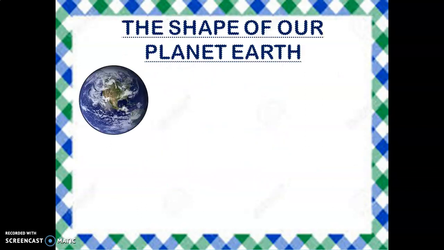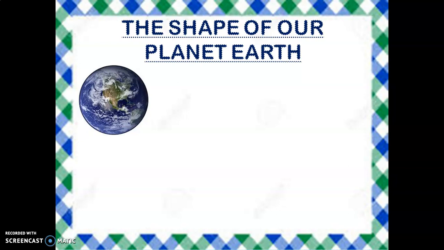The Earth is the planet on which we live. The Earth is our home. It is the only planet in the solar system on which life exists. It is home to various types of plants and animals.